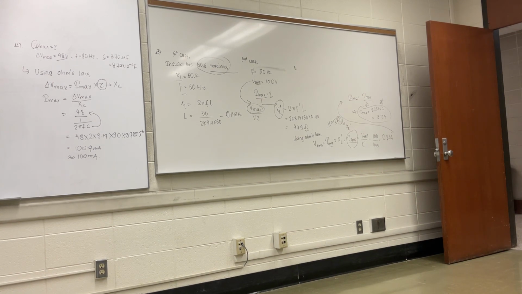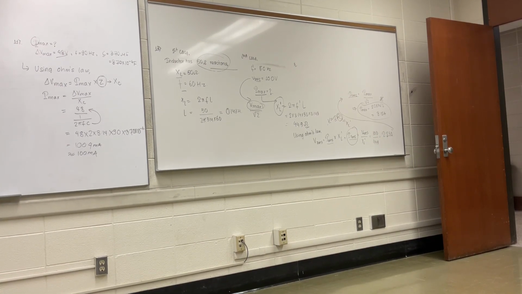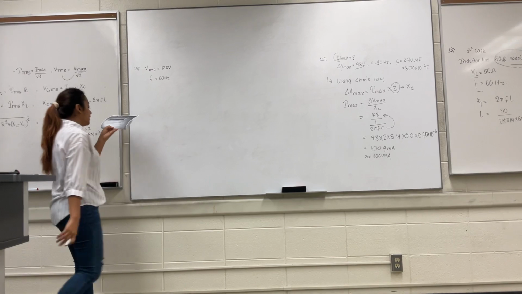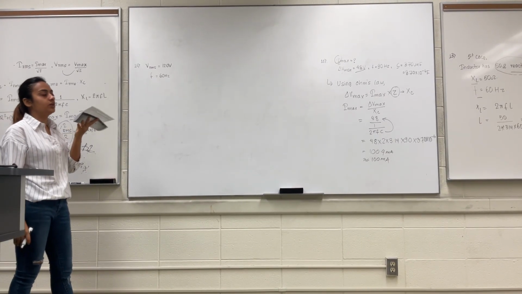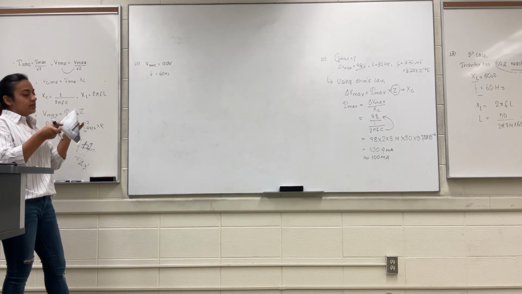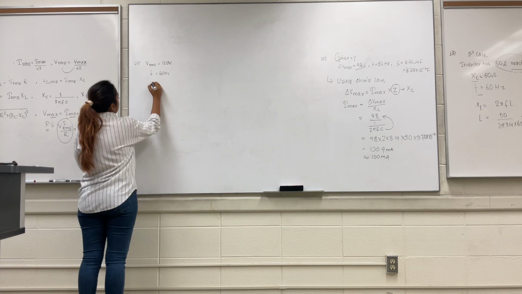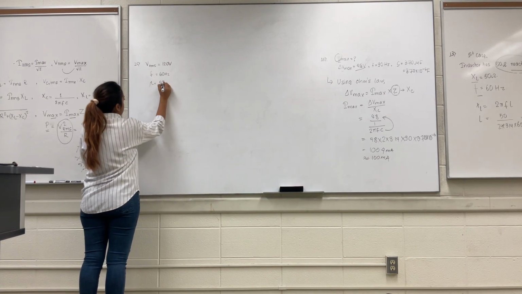An AC power source has an RMS voltage. It's very simple. RMS voltage is given, that is 120 volt. Frequency is given, that is 60 Hz. If a purely inductive circuit is made from the power source and a 47 H inductor, determine the inductive reactance. That means here inductance is given, that is L, which is equal to 47 H.